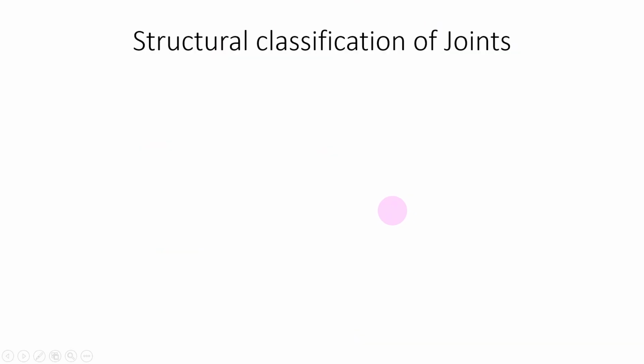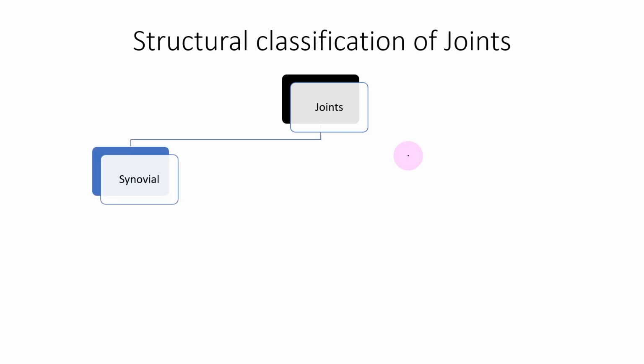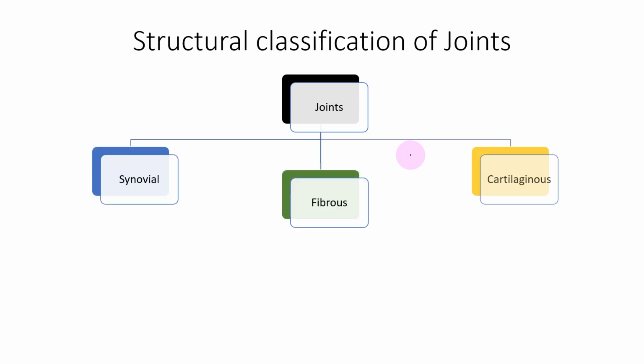Now, what is the structural classification of joints? This is a very common question asked in examinations, the classification of joints. I want to remind that this is an anatomical classification or a structural classification of joints. So in this classification, joints are classified into three. Very important: you have a synovial joint, you have a fibrous joint, and a cartilaginous joint.